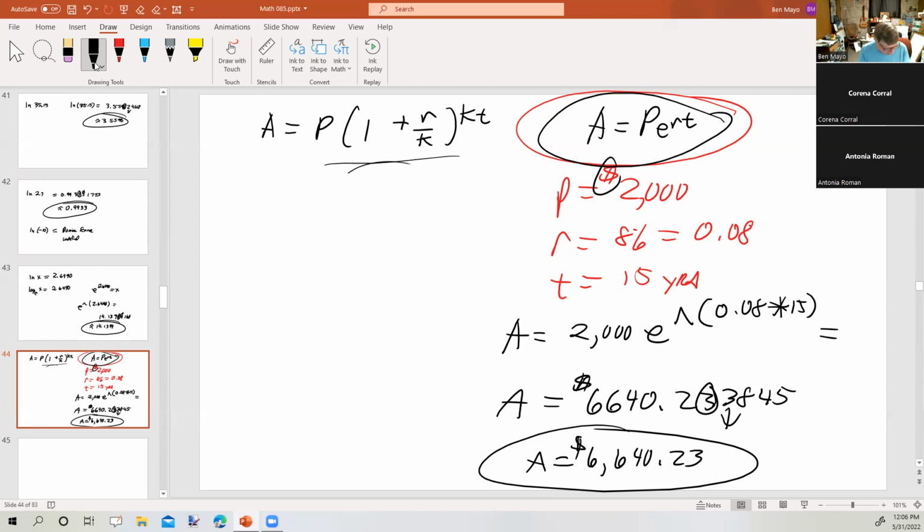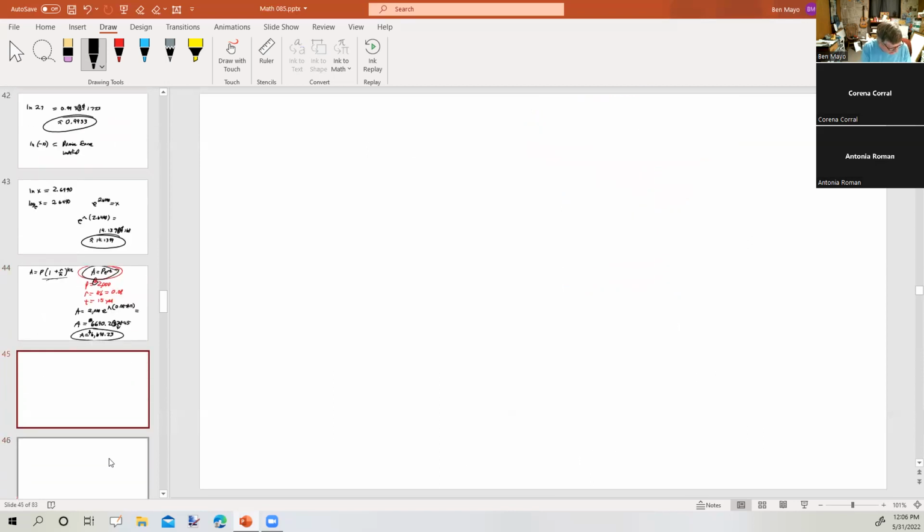Any questions on that example? No. All right. This next problem says determining the previous balance. An account now contains $3,610 and has been accumulating interest at 8% annual interest, compounded continuously. How much was in the account 4 years ago? Because it was compounded continuously, we're dealing with that formula, right? But we're going backwards.